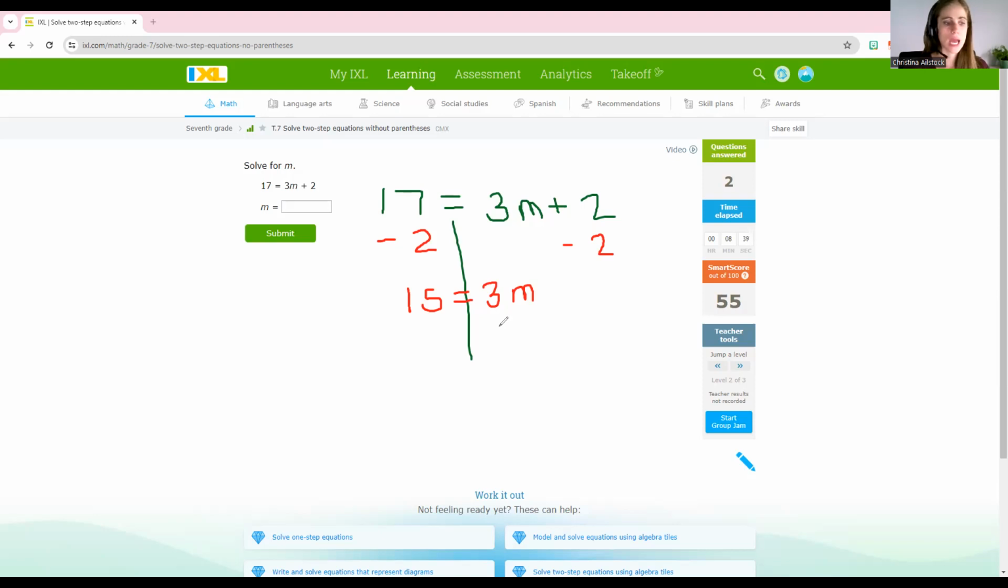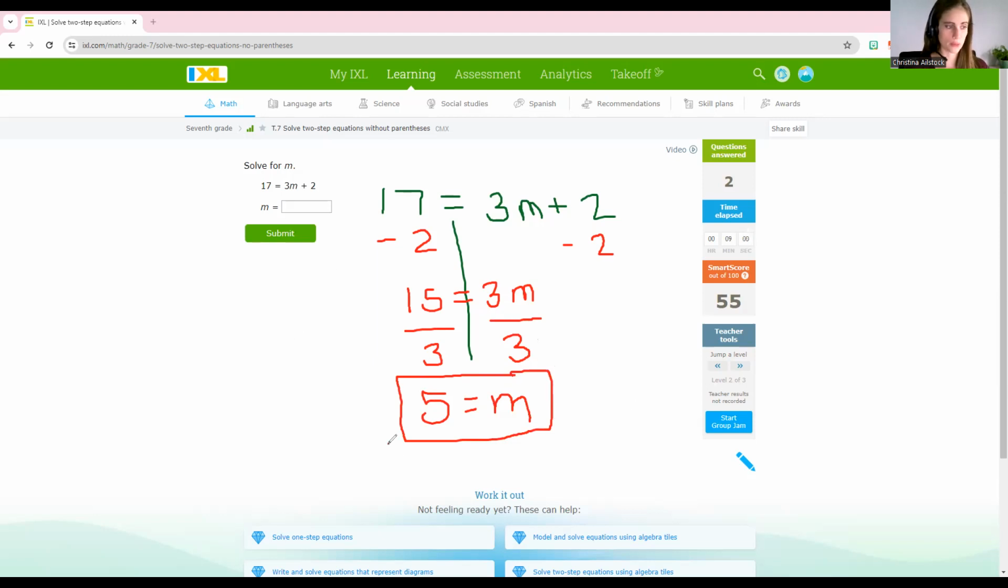All right, now we have 3m, which means 3 times m. So the inverse of multiplication is division. We'll divide both sides by 3. 15 divided by 3 is 5. 3 divided by 3 is 1. So we're just left with one single m. 5 is equal to m.